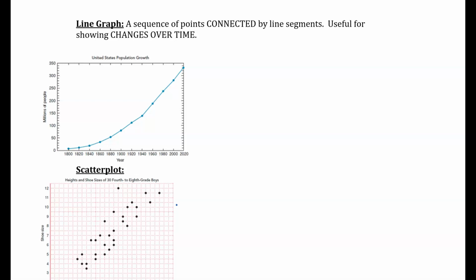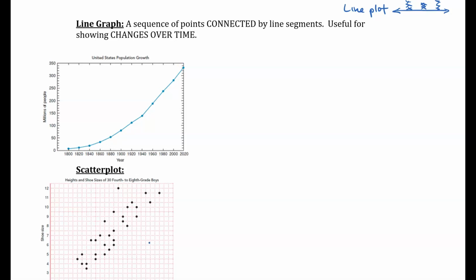A line graph is different than a line plot. Just to jog your memory, a line plot, which we talked about, is where you just have a number line and you've got X's or dots that represent amounts of each data value. With a line graph, it's a two-dimensional graph, and points are connected with line segments. It's really useful for changes over time. In this example, this is population growth in the United States. You can see over time that connecting those dots really helps us see that pattern there.